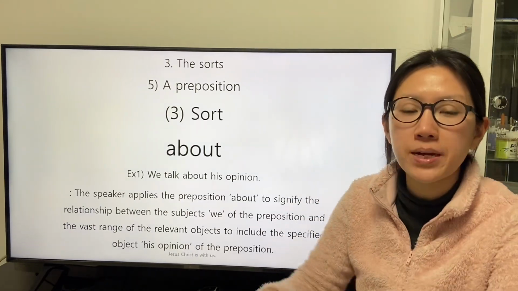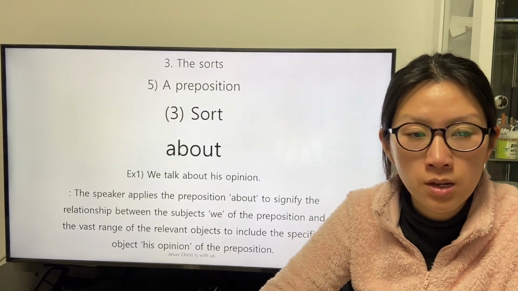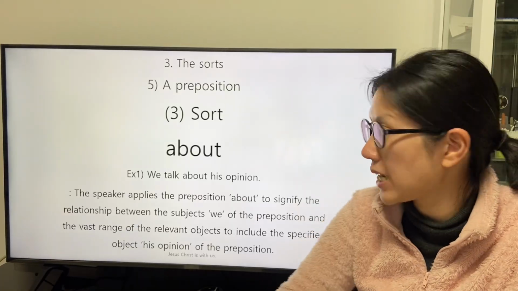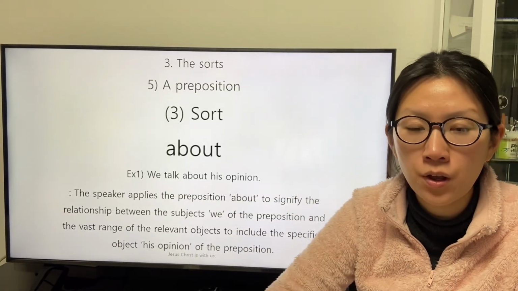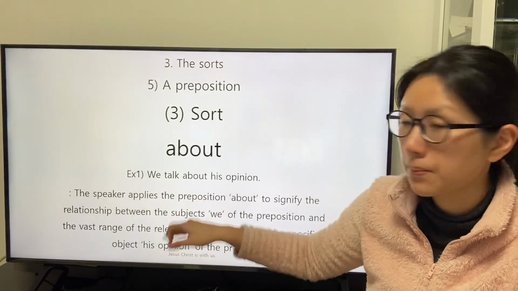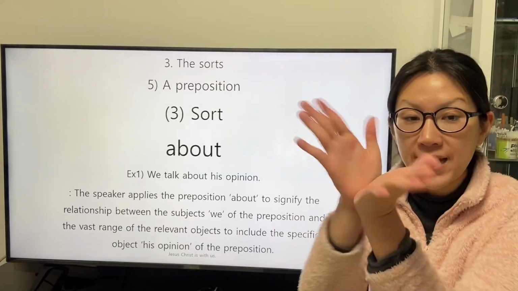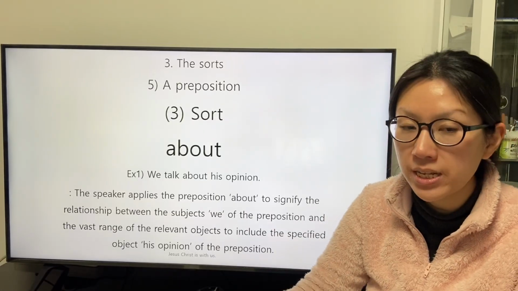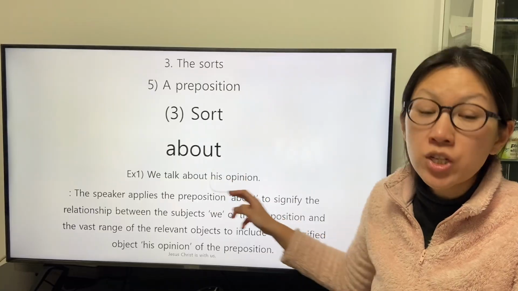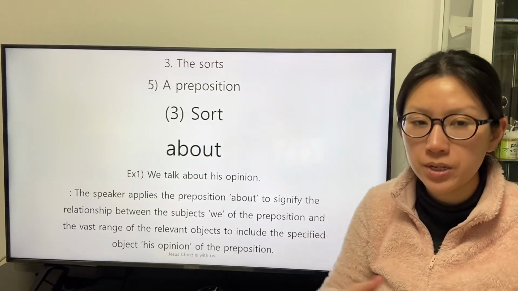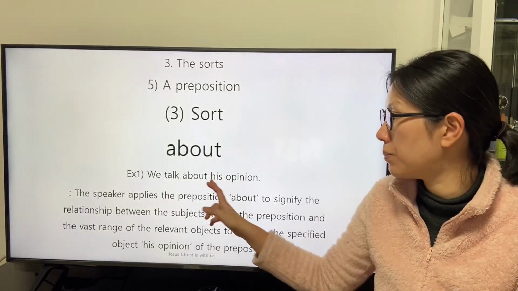The speaker applies the preposition about to signify the relationship between the subject we of the preposition about and the vast range of the relevant objects to include the specified opinion, his opinion, of the preposition about.